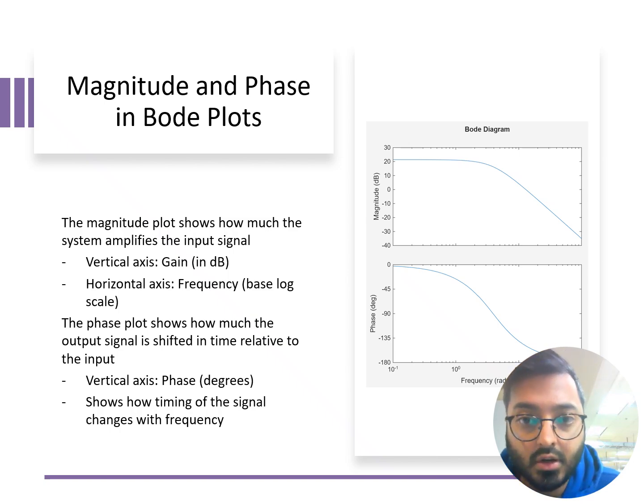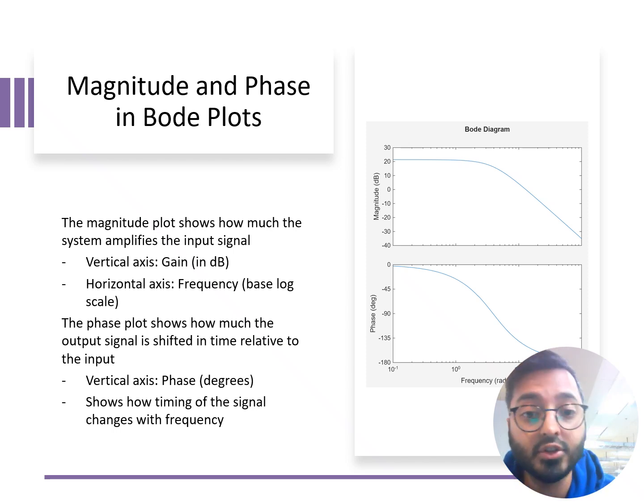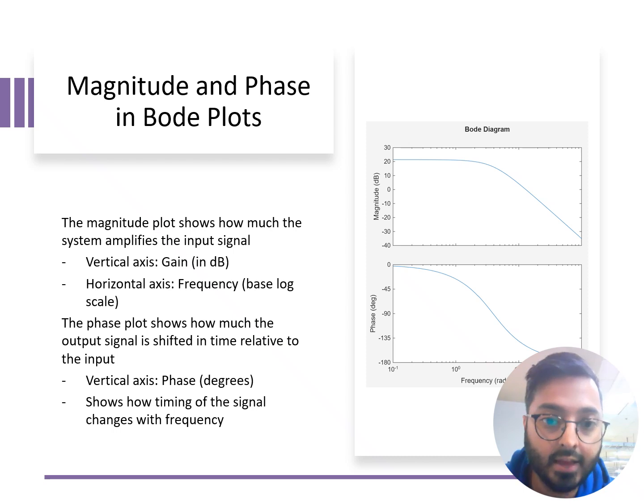A Bode plot shows how a system responds to a signal at different frequencies. It has two portions, a magnitude plot and a phase plot. The magnitude plot shows how much the system amplifies or attenuates the input, captured on the vertical axis in decibels, while the phase plot shows how much the output is shifted left or right, so how much it lags or leads the input.